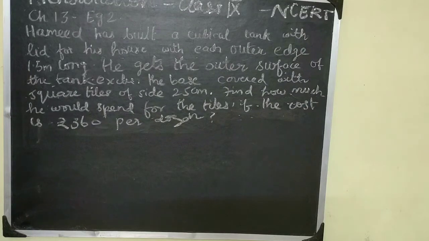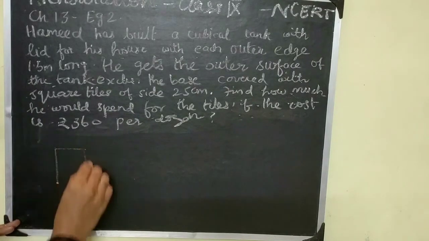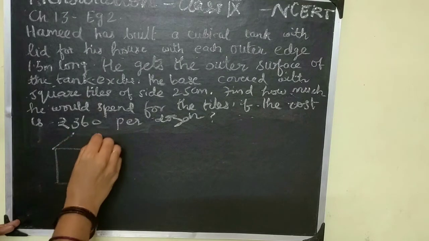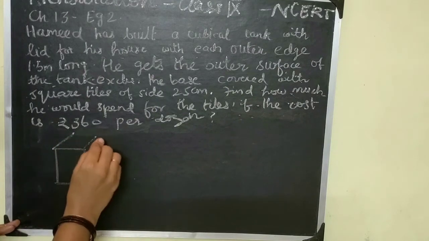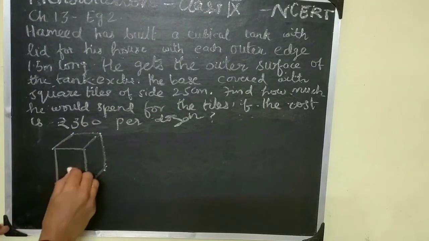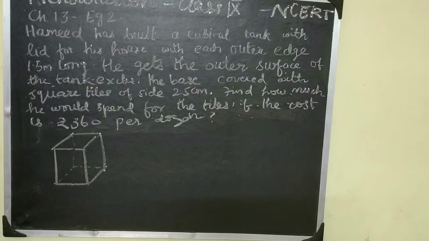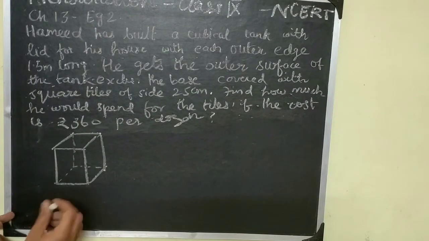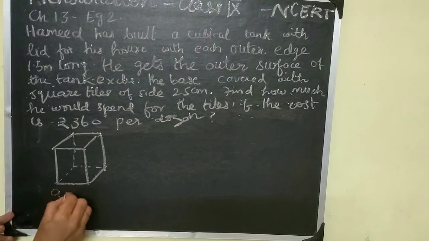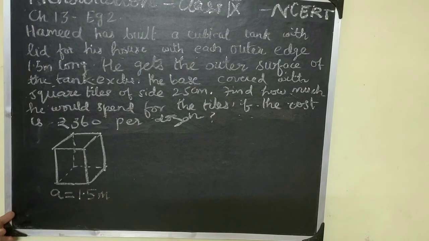Hameed has built a cubical tank with lid. So with lid means you have a cubical tank which includes all the surfaces. It's not just the walls but the top and bottom also. So this is the tank, with each outer edge 1.5 meter long. So the side of the cubical tank is having a length of 1.5 meter.